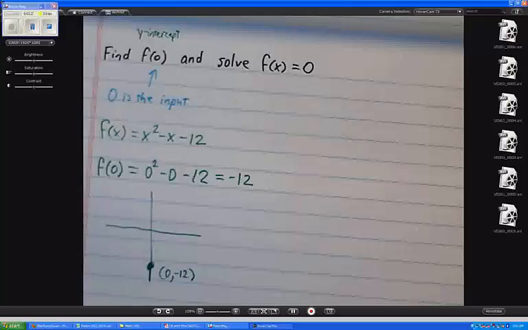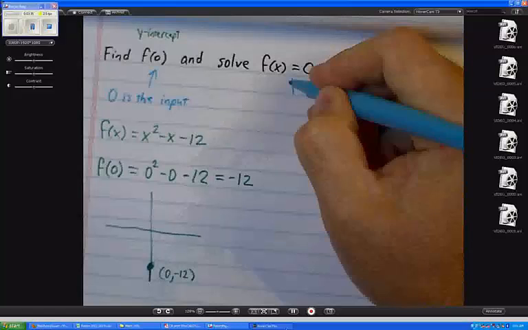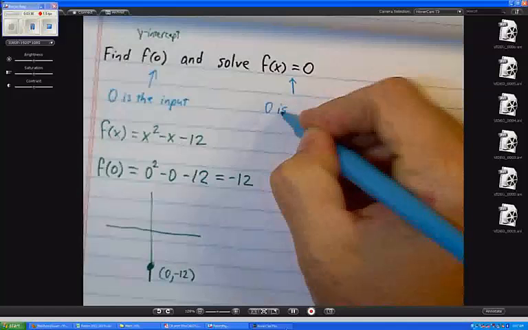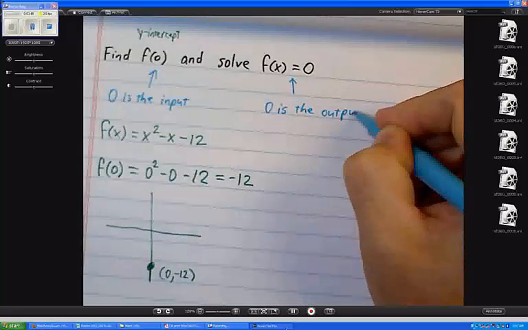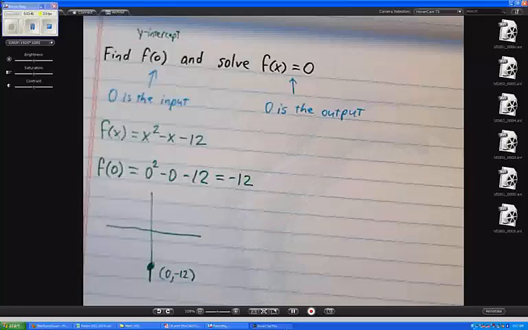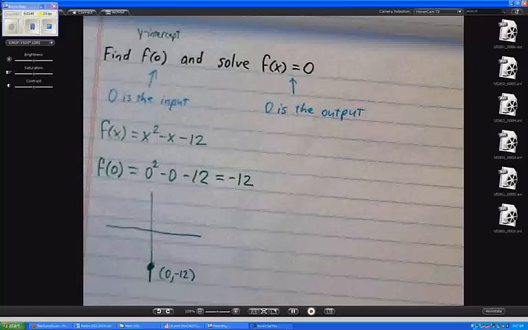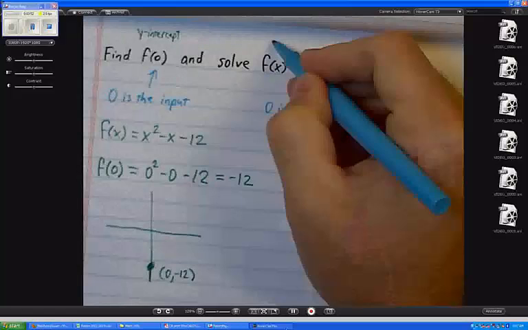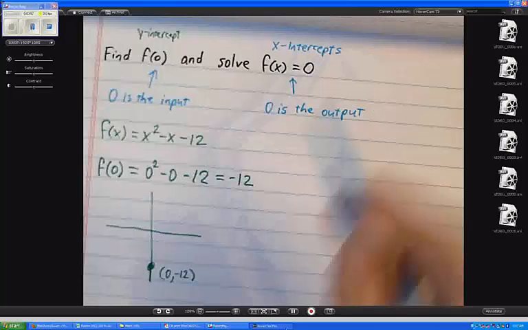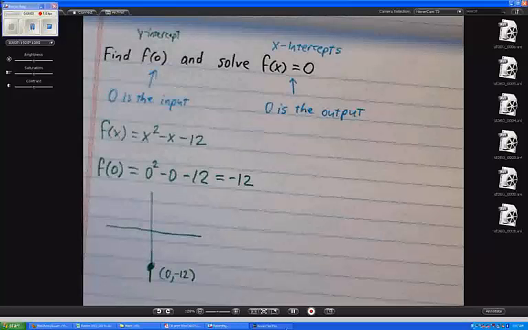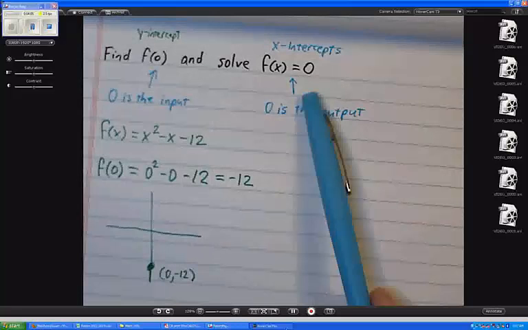Okay, now this is different. When we say solve f of x equals 0, what does this mean? This means 0 is the what? The output. In other words, what kind of intercepts am I trying to find? X-intercepts. And there can be more than one x-intercept. Okay? You guys have questions so far? So here I'm making 0 the output.